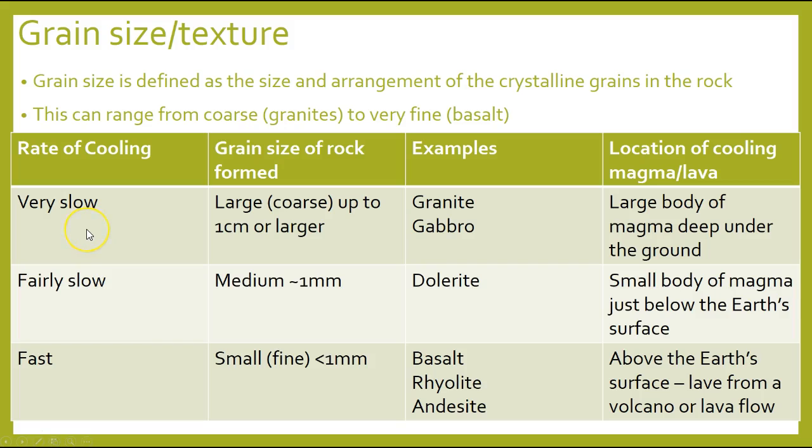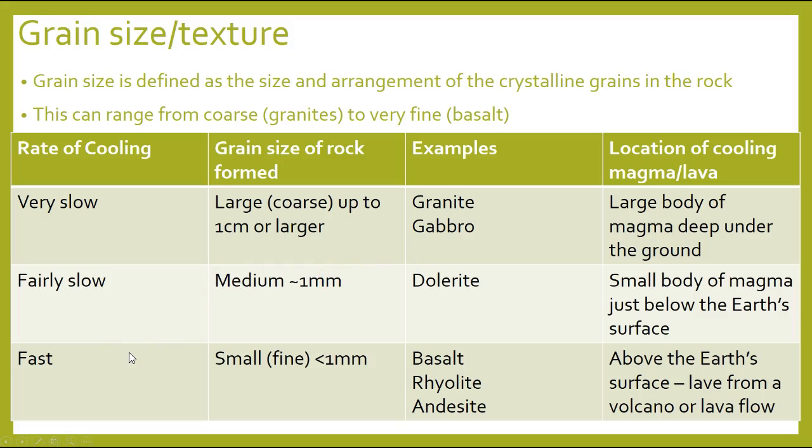So if you have a very slow rate of cooling, you'll have a very large grain size, and examples of this include granite and gabbro. So usually it's a very large body of magma that is really deep under the ground. We're talking kilometers here. Now, if you've got a rate that is fairly slow, but kind of in the middle, you usually get a medium-sized grain of crystallized minerals, and an example of this is dolerite. So this is usually a small body of magma that forms just below the Earth's surface, and therefore it cools a bit quicker and it has a more medium-grained size.